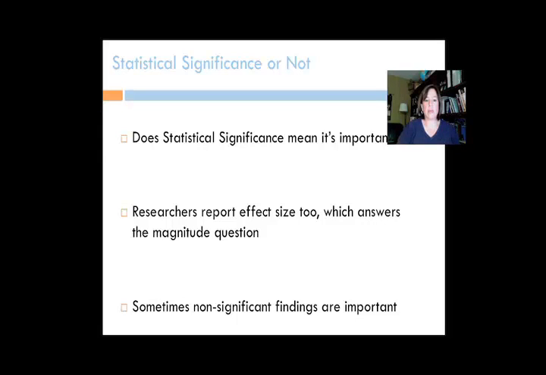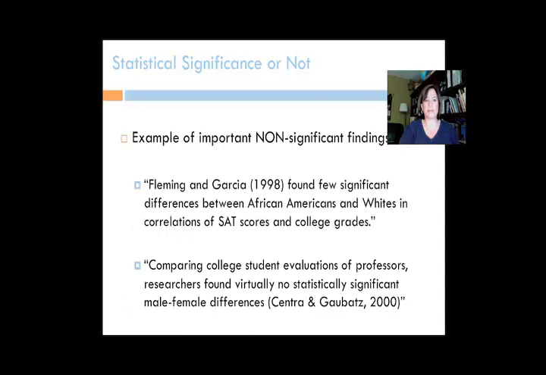Let's look at some examples. Just because it's statistically significant doesn't mean it's important. Sometimes non-significant findings are important too. For one example of non-significant findings, Fleming and Garcia found few significant differences between African Americans and whites in correlations of SAT scores and college grades. Well, that's a pretty important finding, that there were no significant differences there.